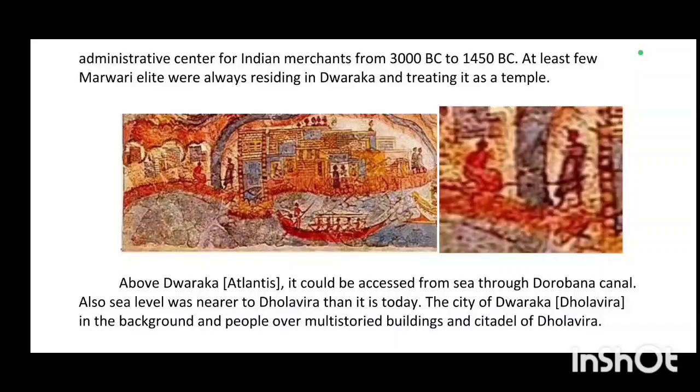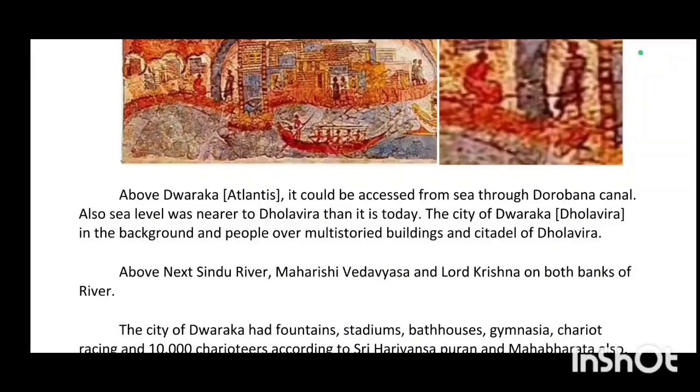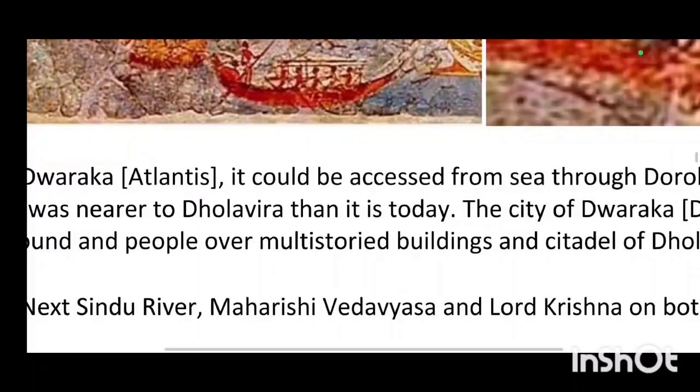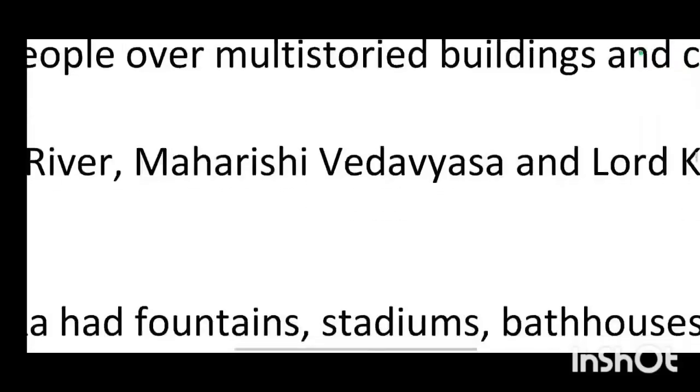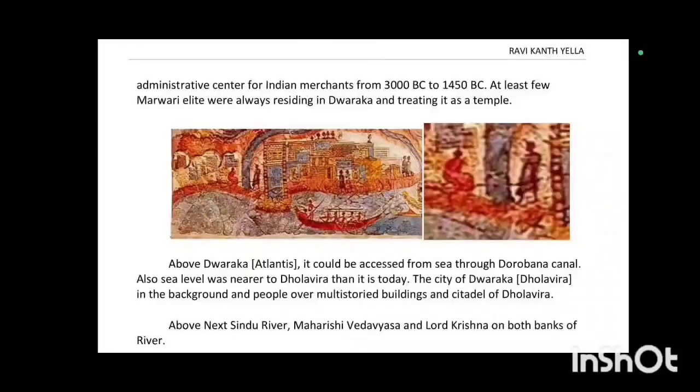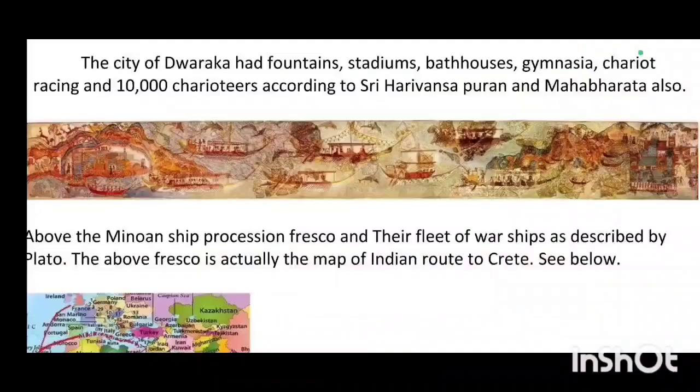Once again, you can see Buddha on the Pakistan side, Sri Krishna on the Dholavira side. I have wrongly mentioned Buddha as Maharshi Vedavyasa. Actually, it is the Buddha of Mohenjo-daro Stupa. This is the complete picture of that fresco or wall painting in Greece.